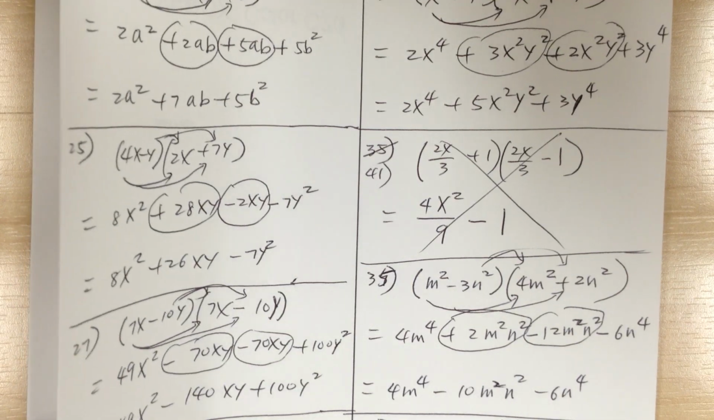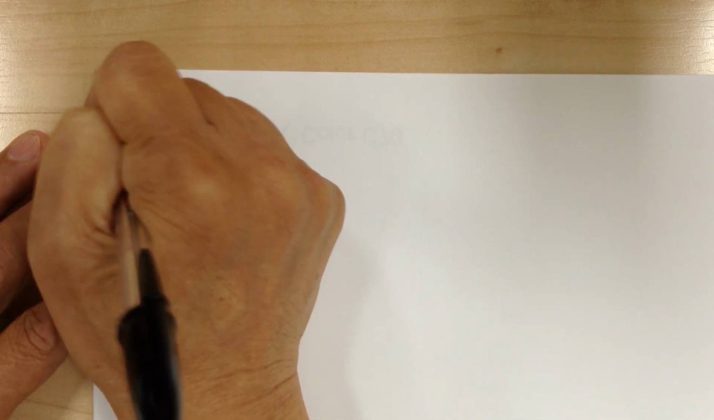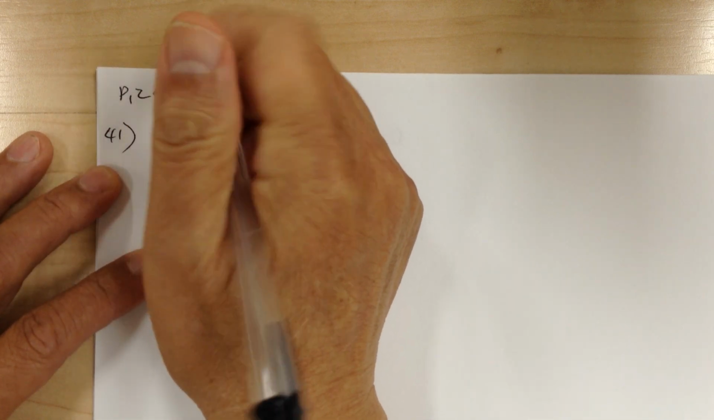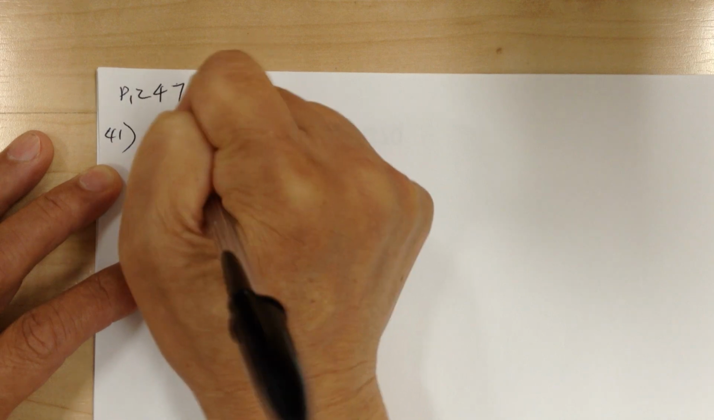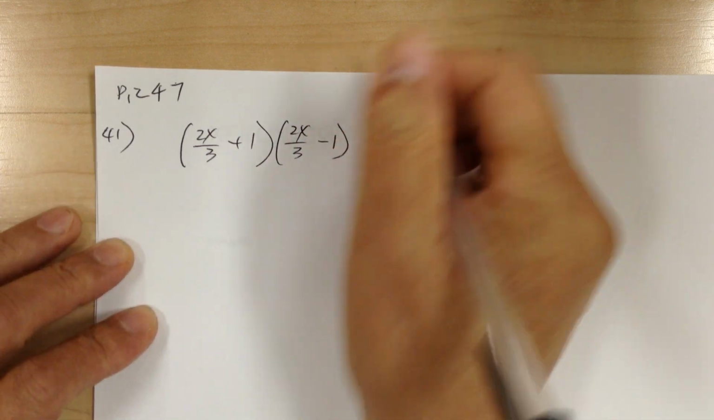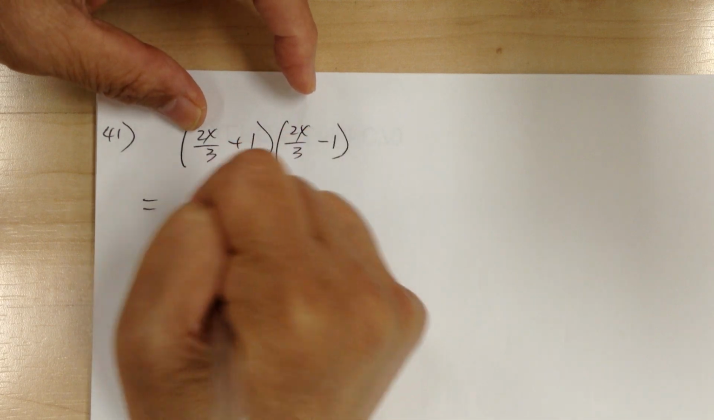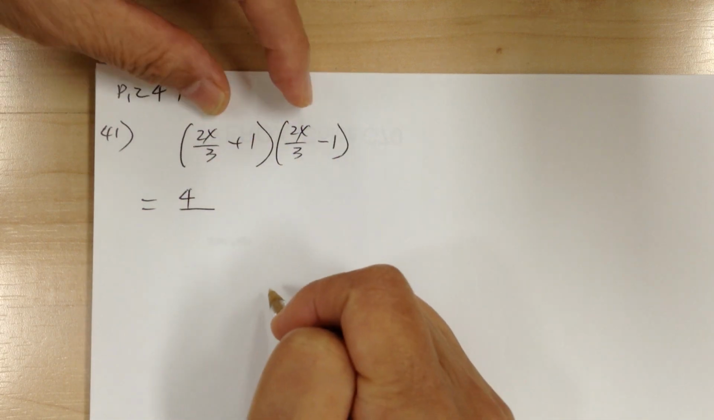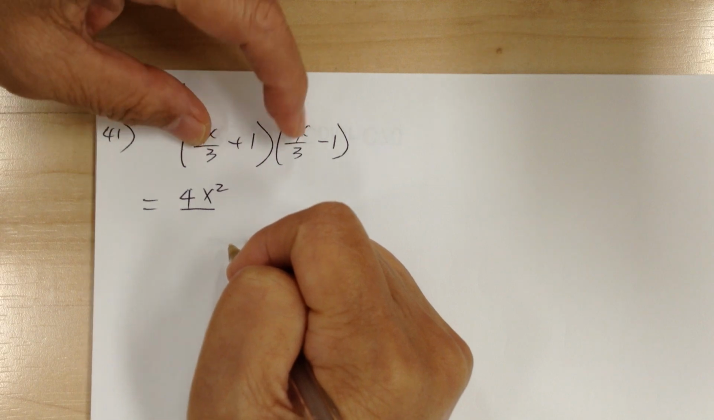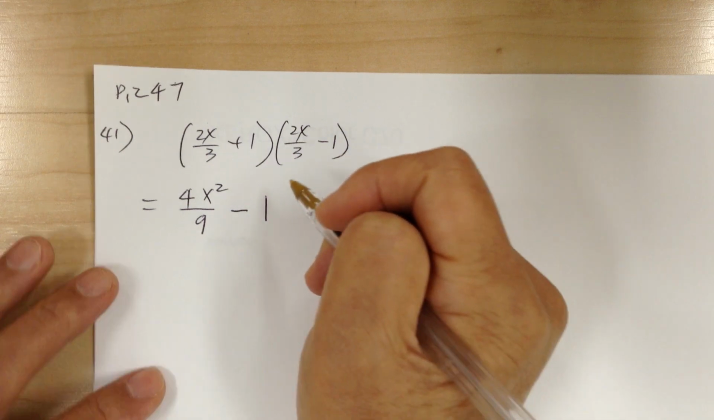Okay, let's go to the next one. Number 41. You have 2x over 3 plus 1 times 2x over 3 minus 1. So again, this is a conjugate. In a conjugate, you have to multiply the matching parts. So 2 times 2 is 4, x times x is x squared, 3 times 3 is 9, plus times minus is minus, 1 times 1 is 1. Okay, and that's it.